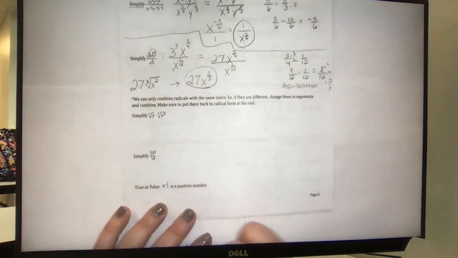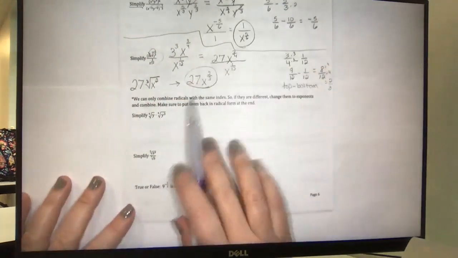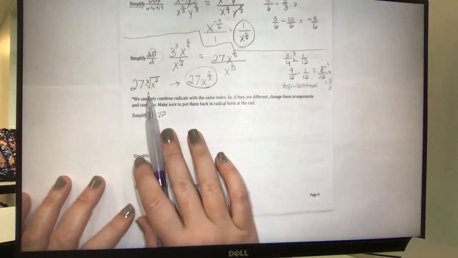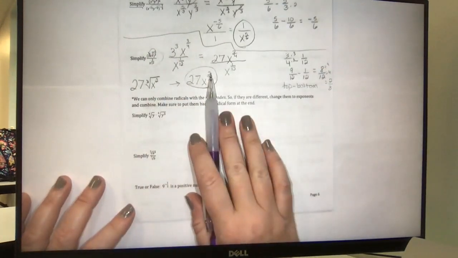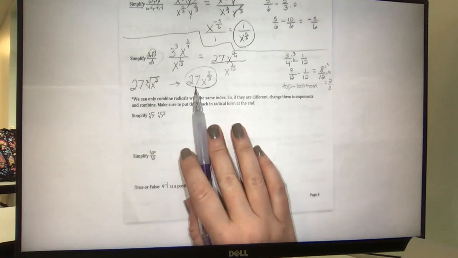Okay? Now, it didn't ask for that, so my math lab would count it wrong if you did that. But that would be it. So just remember that. Okay? Top is the exponent, bottom is the index. 27 doesn't do anything because it just has an exponent of 1.